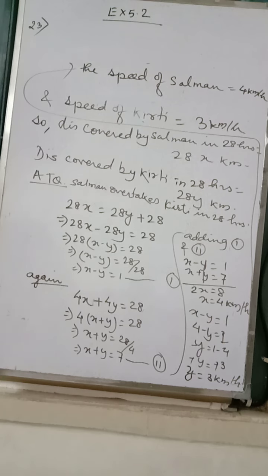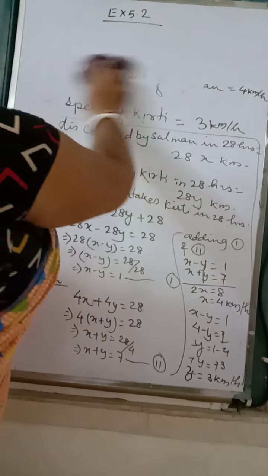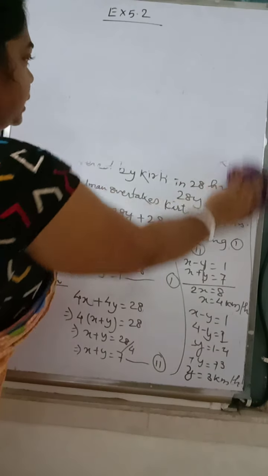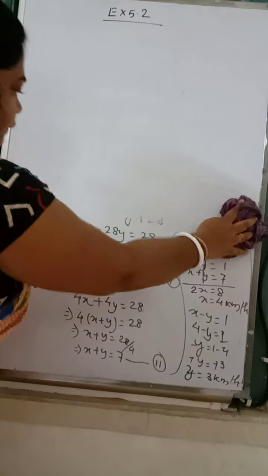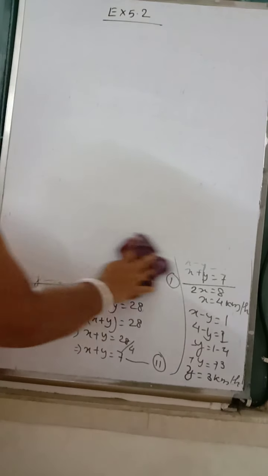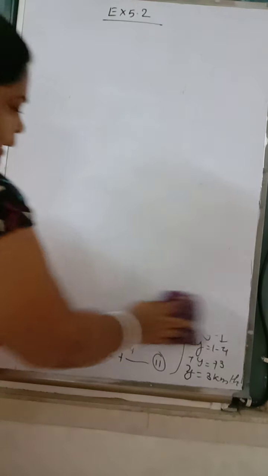In question number 24, it says a solution containing 12% of alcohol is to be mixed with a solution containing 4% of alcohol to make 20 gallons of solution containing 9% of alcohol. How much of each type of solution was added? Now we'll write, let the quantity of the first solution be X and the quantity of the second solution be Y.